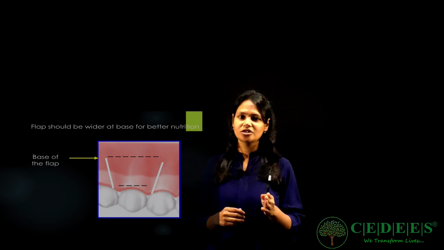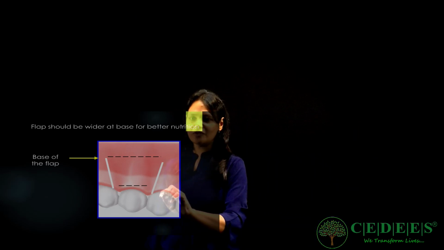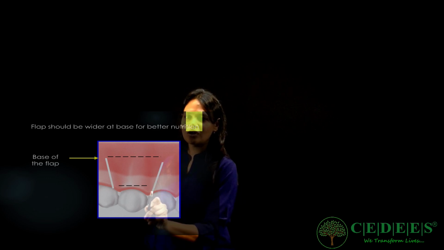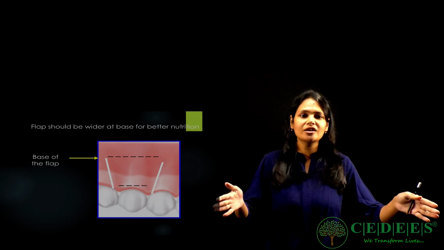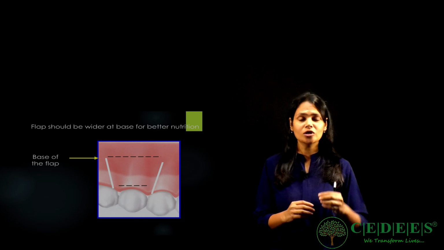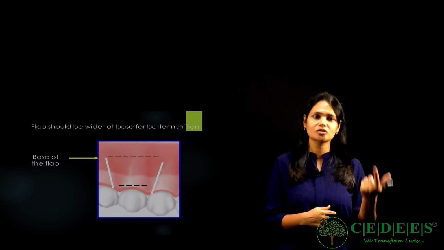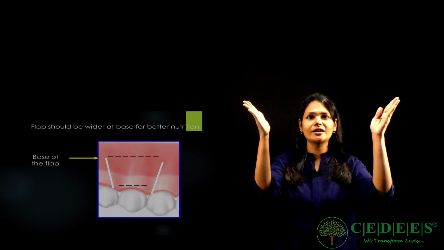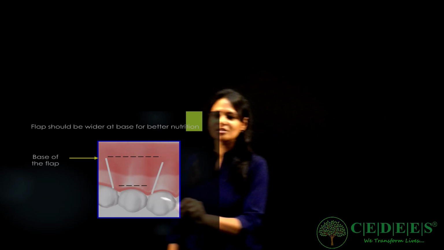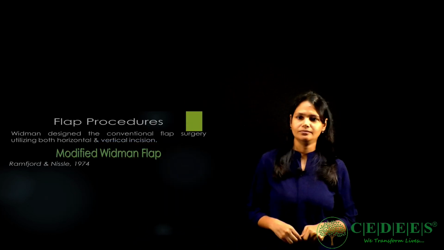When you are giving a vertical incision, make sure it's divergent. What do I mean by divergent? See, from here I have to give a vertical incision at the line angle. So I can either go like this or like this. I should always go in a fashion where the base of the flap will be wider than the apex of the flap. That is because the blood supply comes from the base. So if the base is narrow, you have less blood supply, more chances of flap necrosis. So to avoid flap necrosis, always the base of the flap should be wider than the apex of the flap. So this is how you give your vertical incision in a divergent manner.